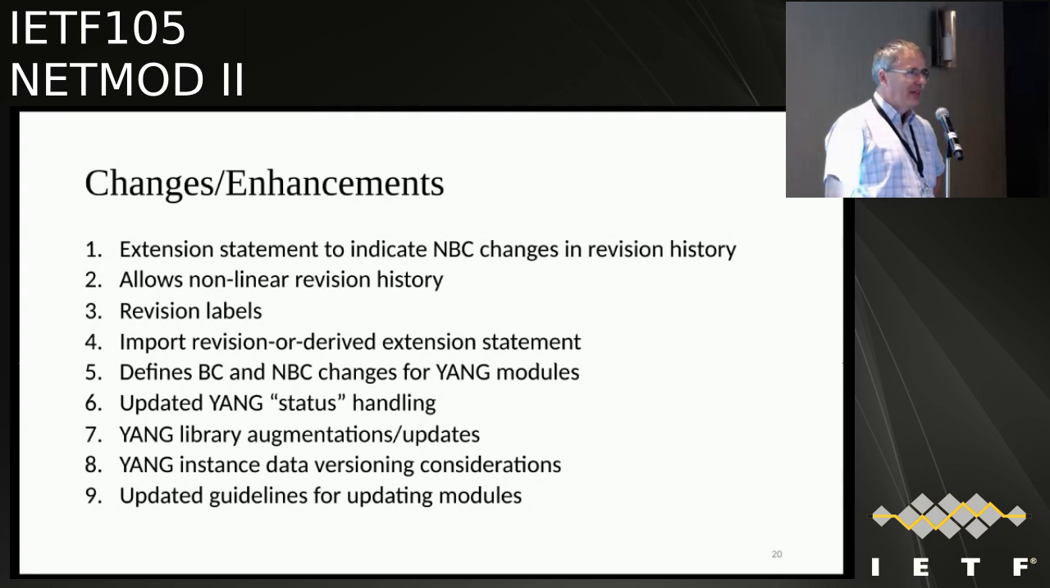We had to update what backward compatible and non-backward compatible changes mean, because we want to accept some NBC changes, and especially the status-related changes were not clear in 7950. We have some additions for status handling and Yang library updates, as we mentioned. Next slides, please.